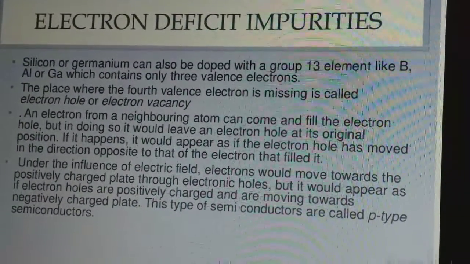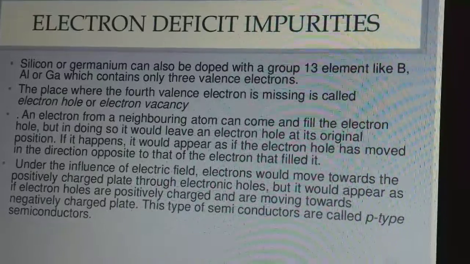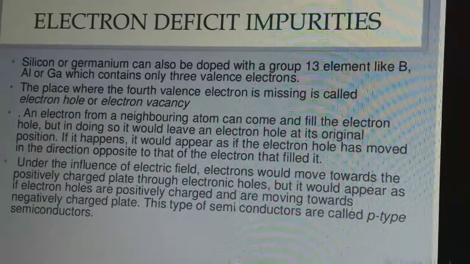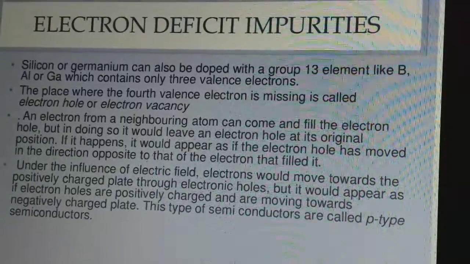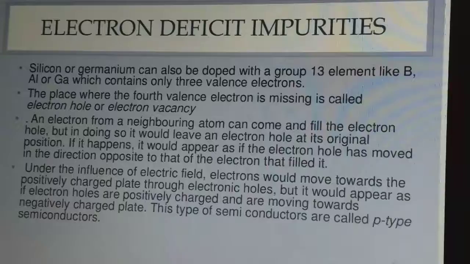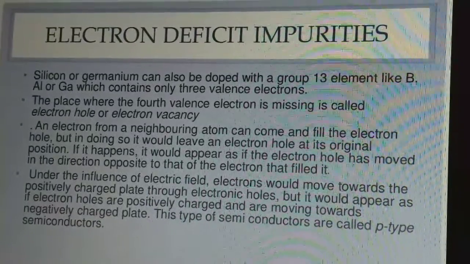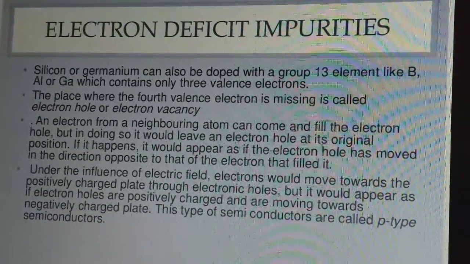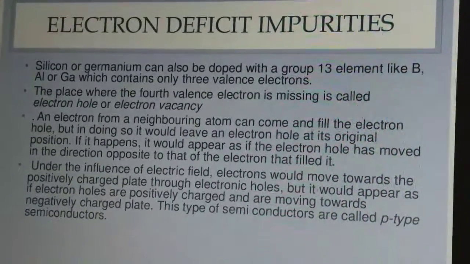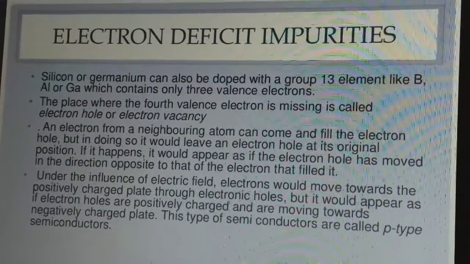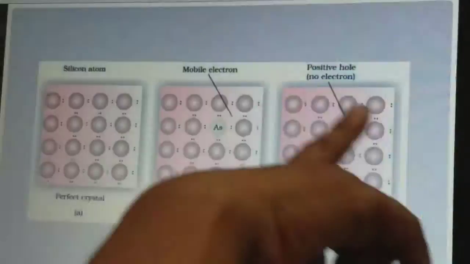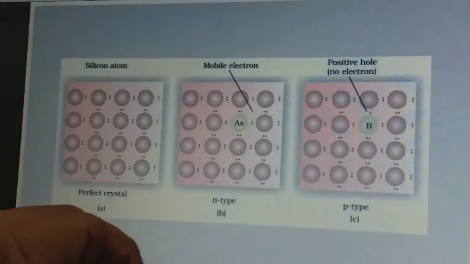If it happens, it would appear as if the electron hole has moved in the direction opposite to that of the electron that filled it. Under the influence of an electric field, the electrons would move towards the positively charged plate through electronic holes, but it would appear as if the electron holes are positively charged and are moving towards the negatively charged plate. This type of semiconductor is called a P-type semiconductor. The previous one is an N-type semiconductor and this is a P-type semiconductor. Here pictures are given clearly, you will understand better.